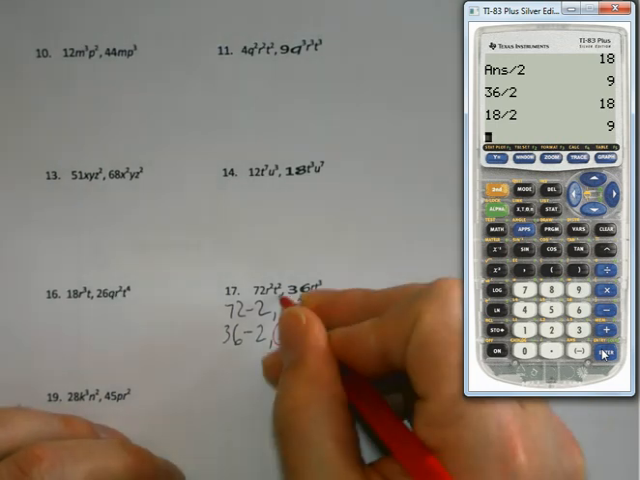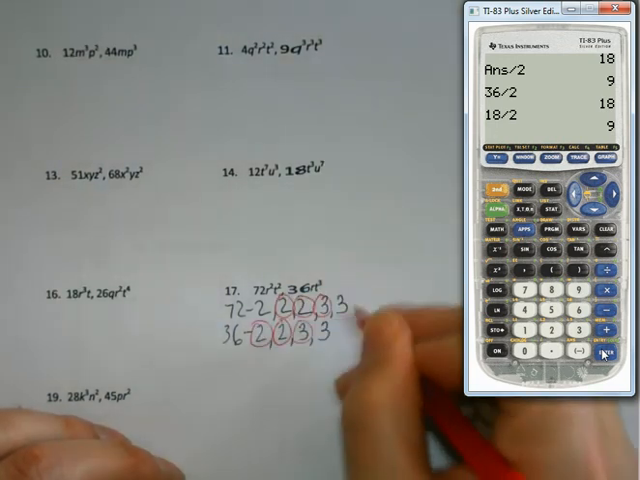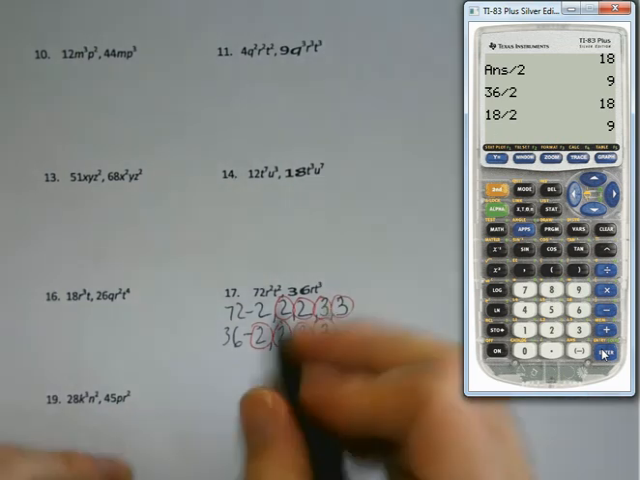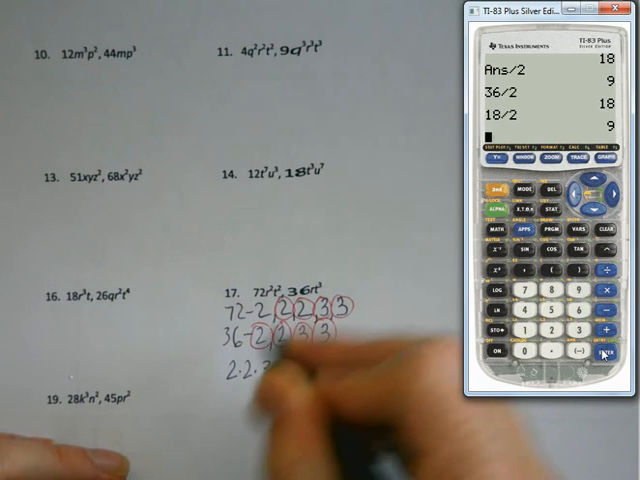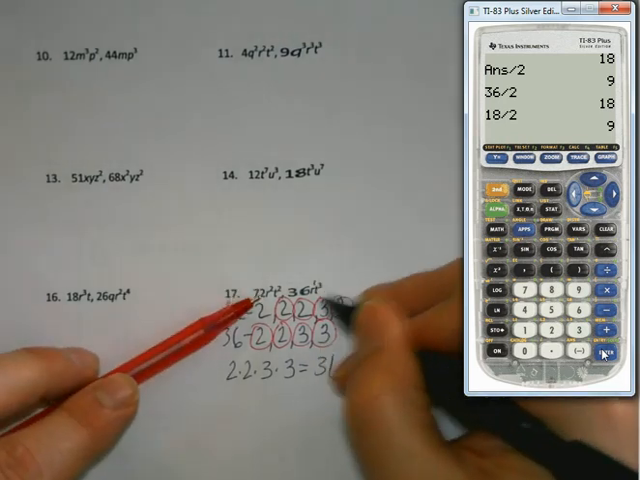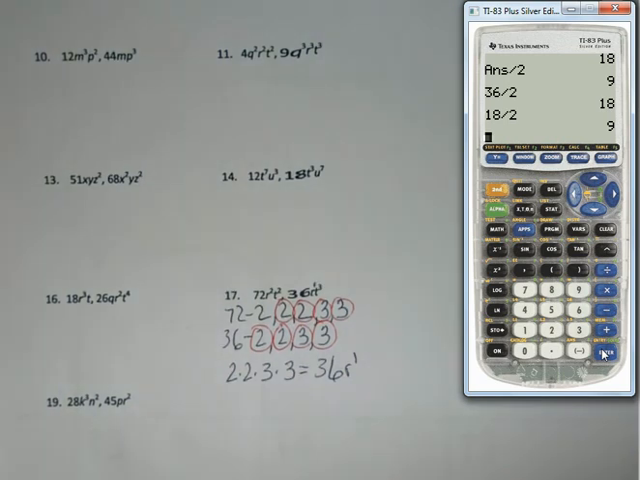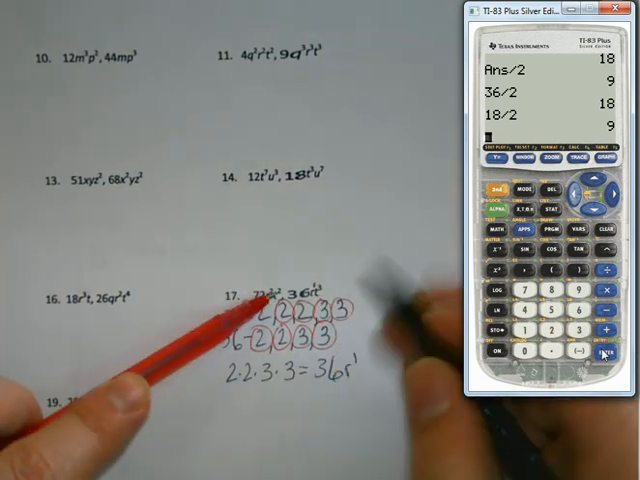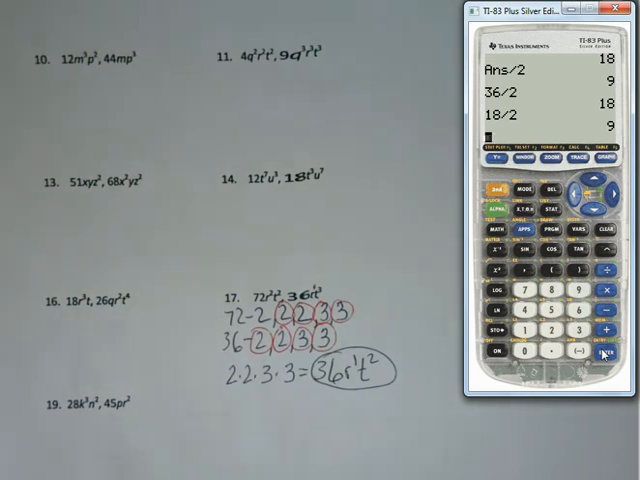And again, every 1 for 1 that you can match up, we circle, and then just multiply them together. So 36 is my numeric part of the GCF. I look at my variables. They both have an r. I take the smaller exponent. They both have a t. I take the smaller exponent. And I'm good.